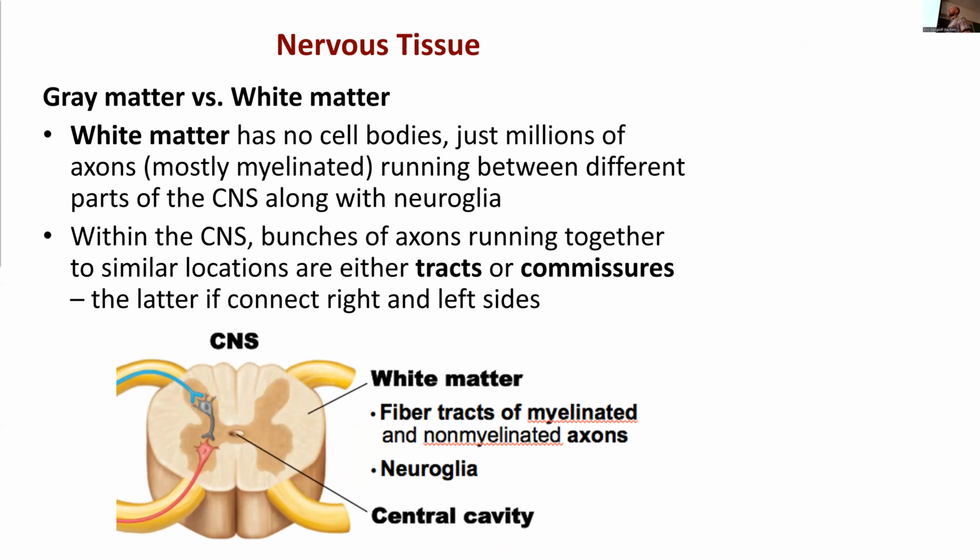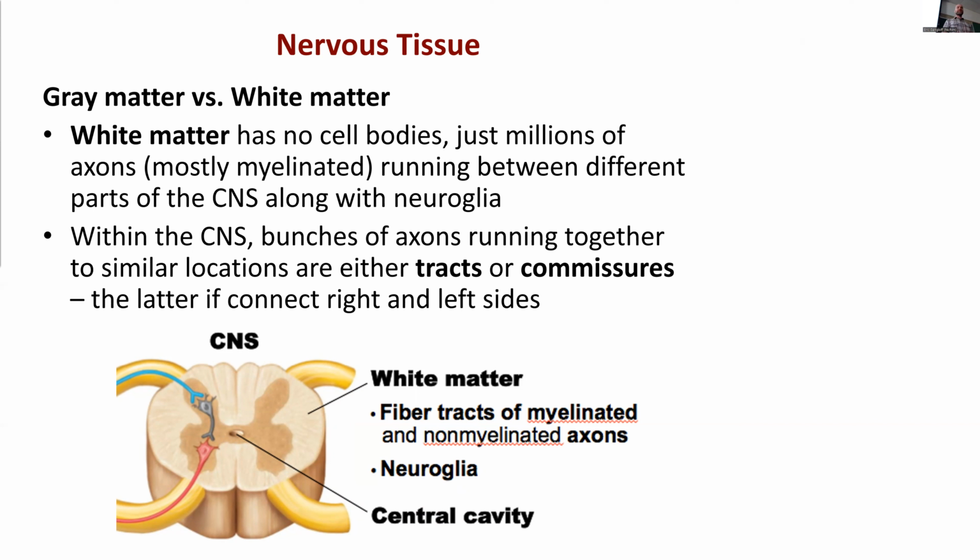And in fact, it contains just axons, mostly myelinated. And that's why it's white. The lipoprotein that makes up myelin has a white color, and so that makes this part of the nervous tissue white. Basically it's all of these tracts of nerves running up and down.